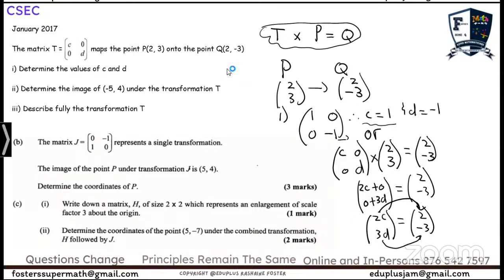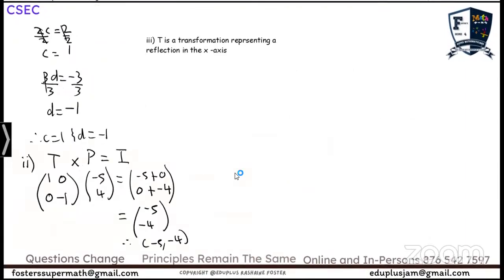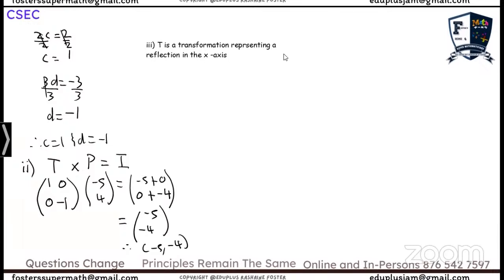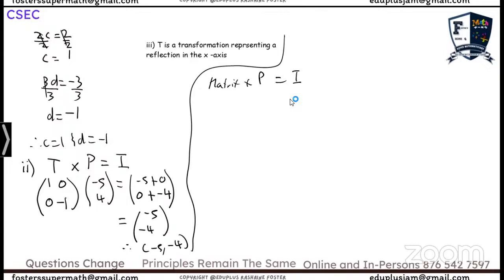All right, let's go here. Okay, it's negative 5, 4. I see 5, negative 4. All right, let's see. So the first thing here, let us write our formula. The formula is going to remain the same. So you know it's matrix times your pre-image equals your image. For our question here, what's the matrix? The matrix is J. Pre-image is P, and your image, let's just say that is I. What's the matrix for J? J is 0, negative 1, 1, 0.